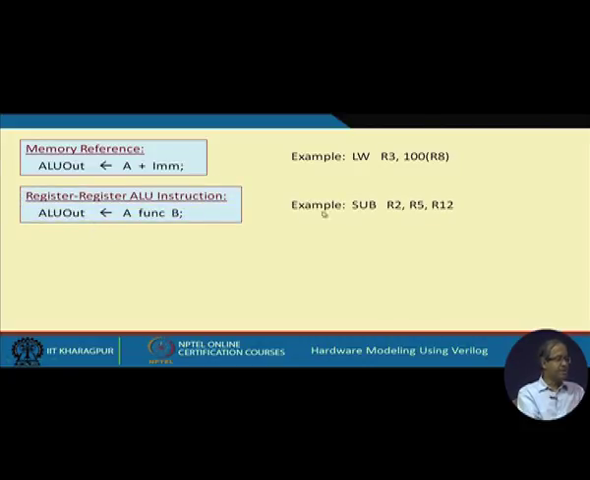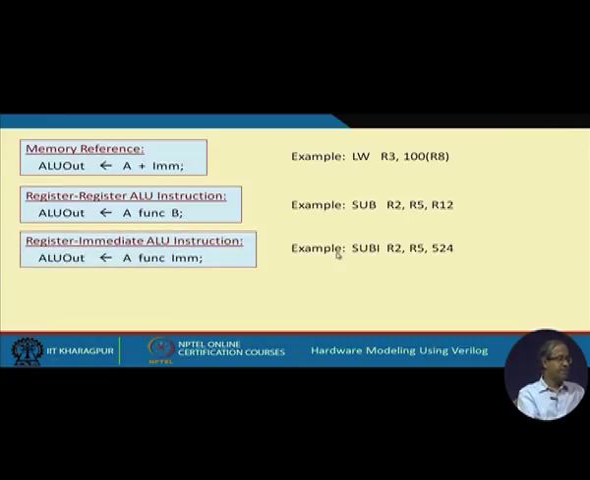Similarly, for a register ALU operation like this, let us say subtract R2, R5, R12, here A is R5 and B is R12, and func is the kind of function; subtract means this is subtraction. So, you carry out the operation specified by the instruction on the operands which will be in A and B, and again the result is stored in ALU out. And if it is a register immediate operation, then it is similar, but the second operand is not B, the second operand will be IMM. R5 will be A and 524 is IMM.